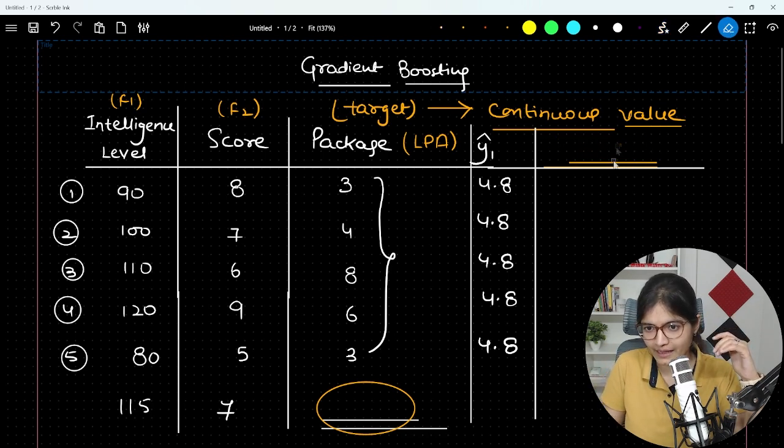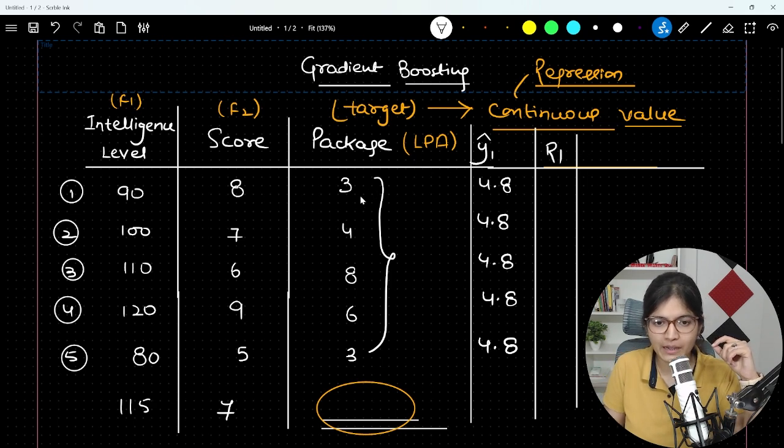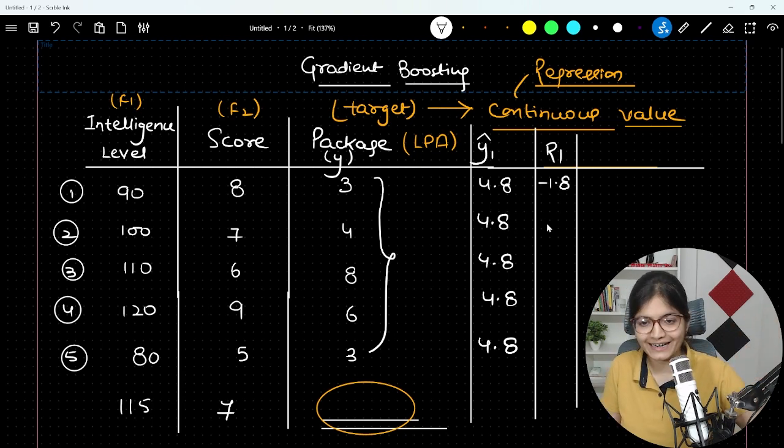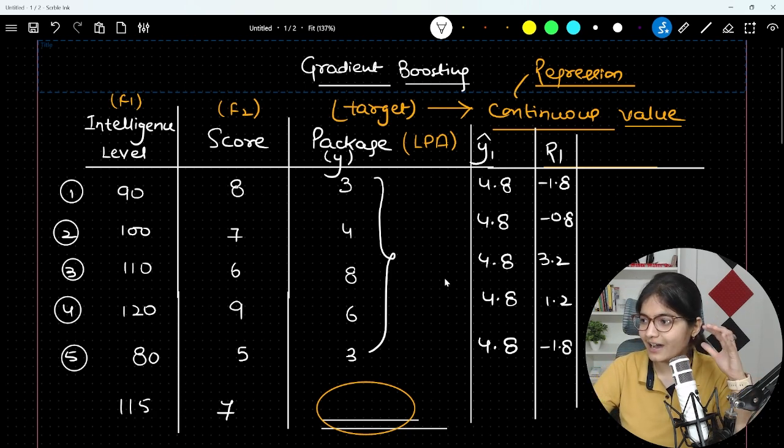I am removing this and writing above this part as regression. Now I am trying to evaluate the value of R1. You know that R1 will be the difference between this target, which is y, and this, which is y1 cap. So 3 minus 4.8 is negative 1.8. 4 minus 4.8 is negative 0.8. 8 minus 4.8 is 3.2. This is 1.2. I have already done the calculation here, so that is why I am doing it a bit fast. 3 minus 4.8 is negative 1.8. In this way, we get the R1 values.